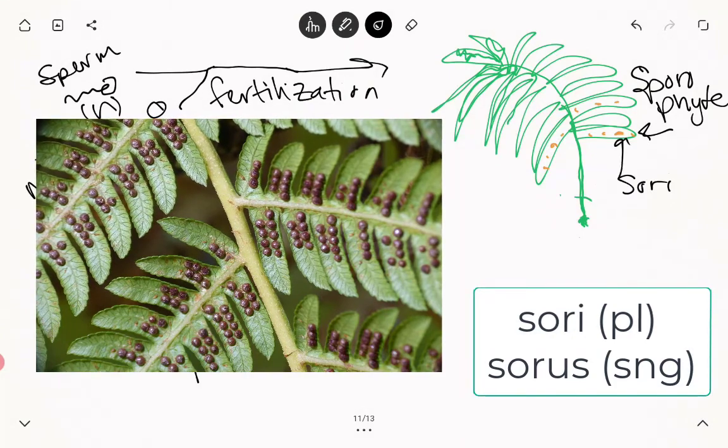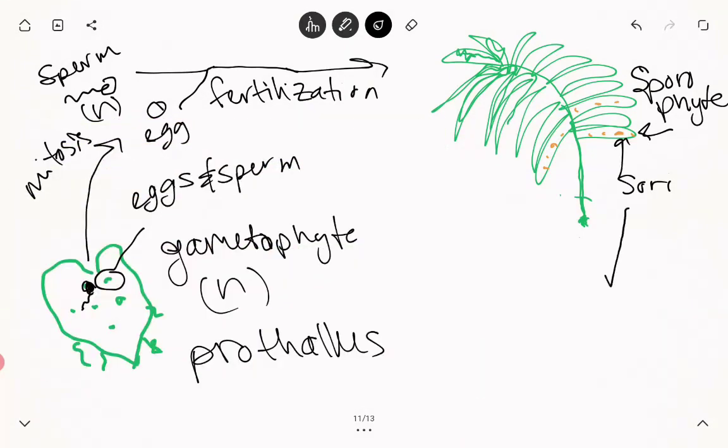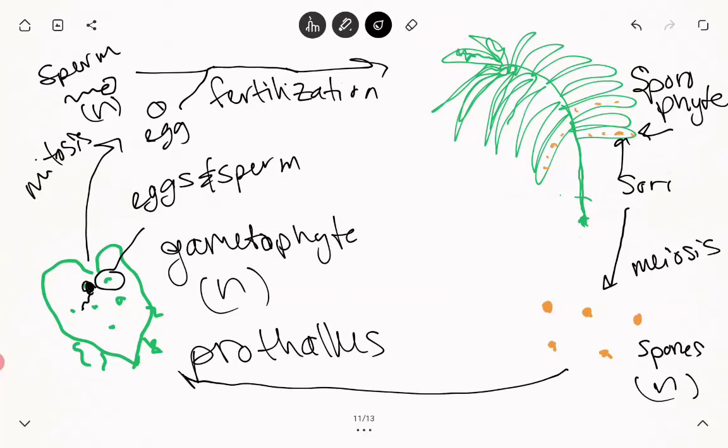This is where we have meiosis happening. In those sori, we have meiosis. That meiosis creates haploid spores. Those haploid spores are then dispersed through wind, sometimes through water, and they grow through mitosis into that gametophyte, that prothallus stage. And then the whole thing starts over again.